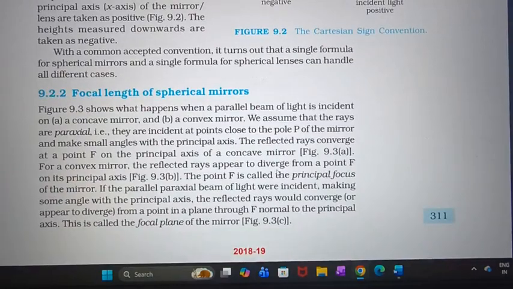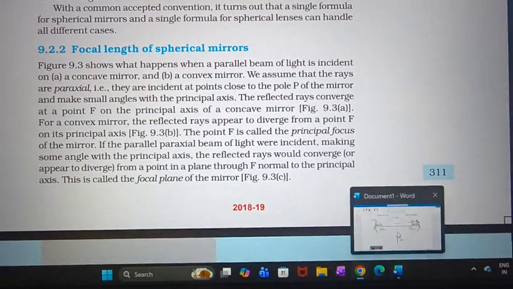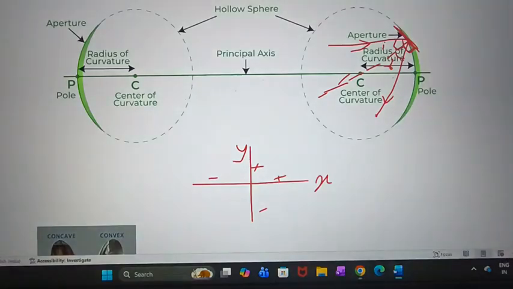Now the focal length. The principal focus, as I already told, will generally be between the center of curvature and the pole, somewhere right in between, so that this distance and this distance are equal. That will be the principal focus.